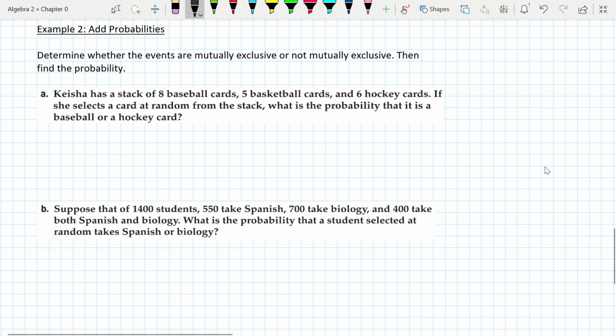Keisha has a stack of 8 baseball cards, 5 basketball cards, and 6 hockey cards. If she selects a card at random from this stack, what is the probability that it is a baseball or a hockey card? So we have to decide, is this mutually exclusive or not? Well, if it's a baseball card, it can't be a hockey card. Those are not the same sport. And the same way, if it's a hockey card, it can't be a baseball card. So I would say this is mutually exclusive.